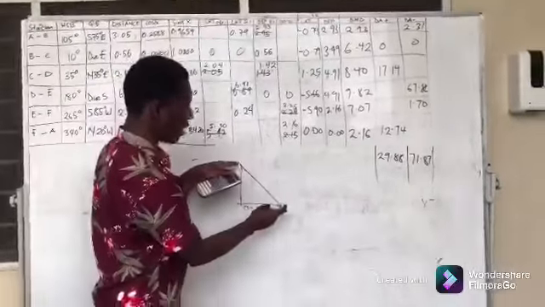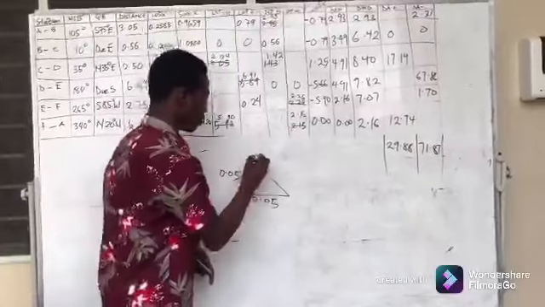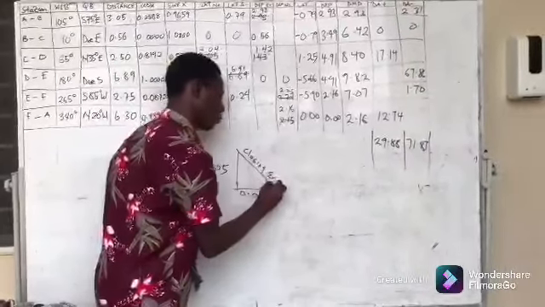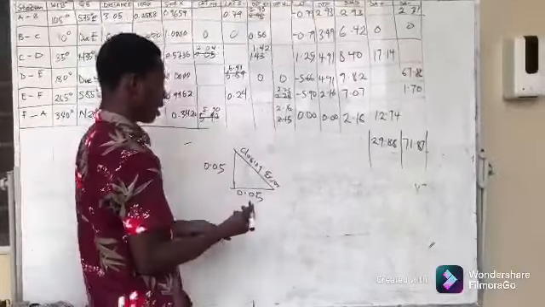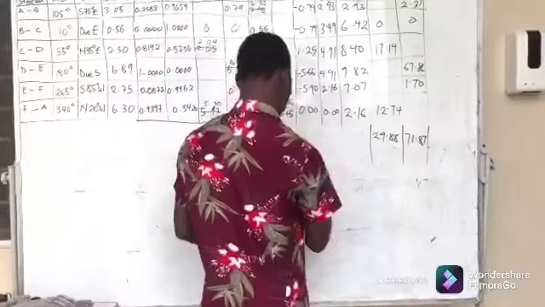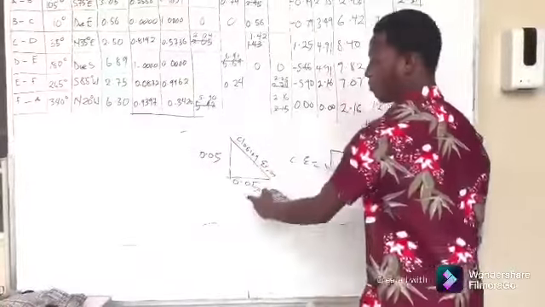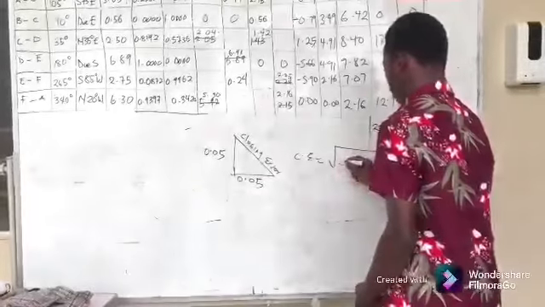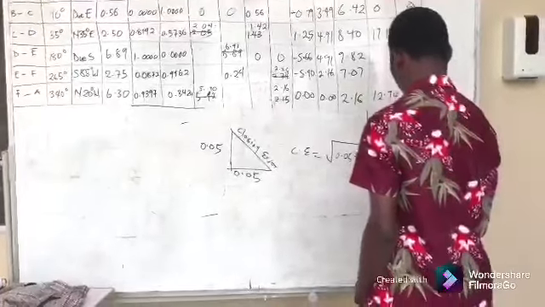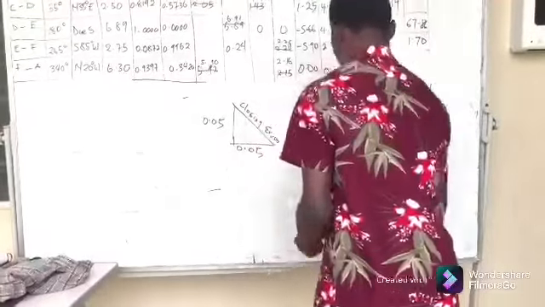And I'm finding the hypotenuse, which is the closing error. So the closing error is calculated by the square root of this squared plus this squared. So 0.05 squared plus 0.05 squared, which will give me 0.